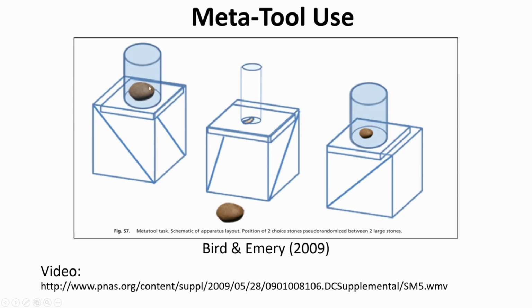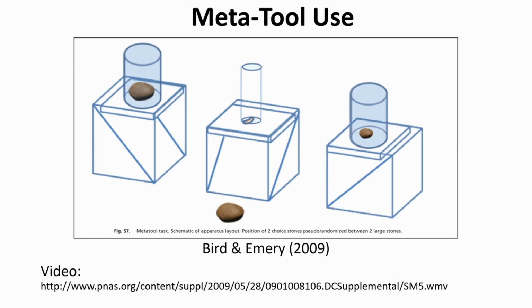If they drop it into this one, they get another large rock, which isn't particularly helpful. But if they drop it into this one, they get a small rock, and that small rock will fit into the tube that gets them food. And they found that over time, the crows would choose to put the large rock into the small rock container, dispensing the small rock, and then use the small rock to get the food.